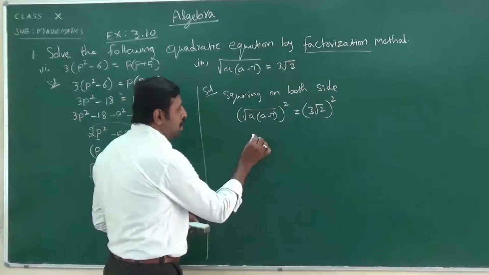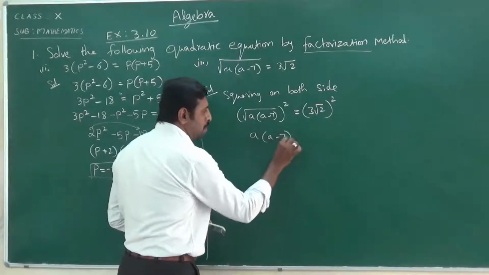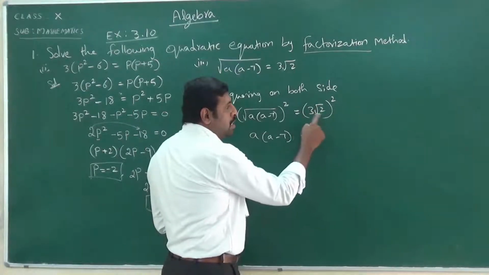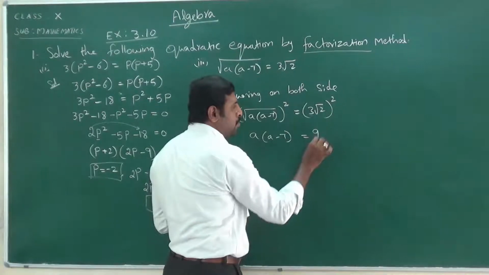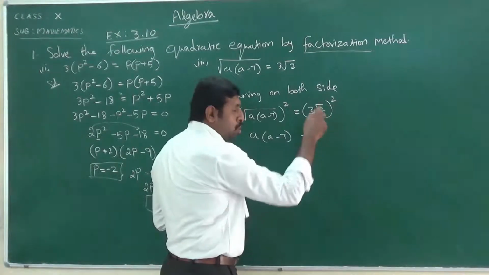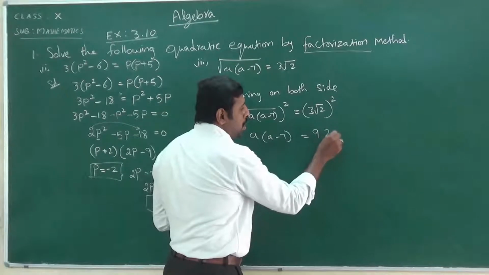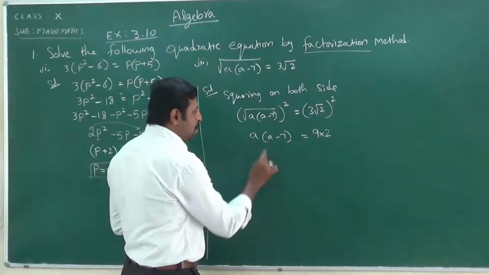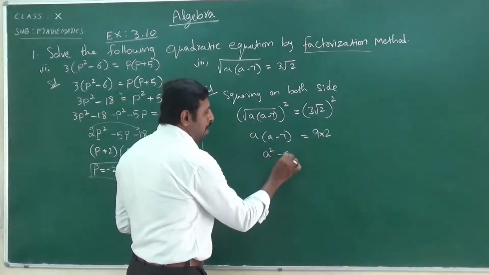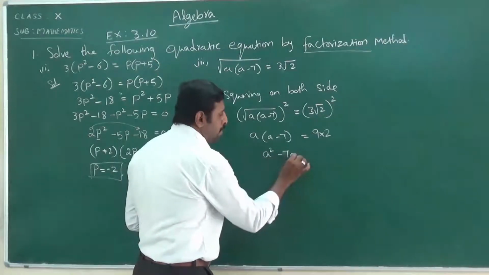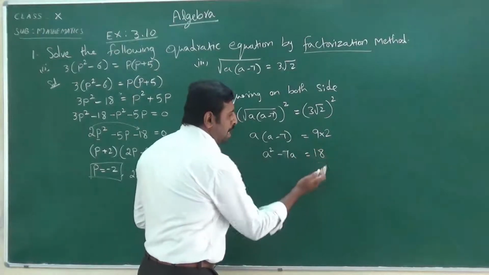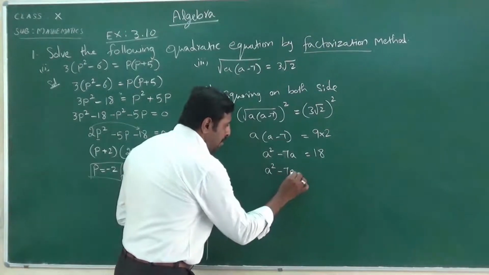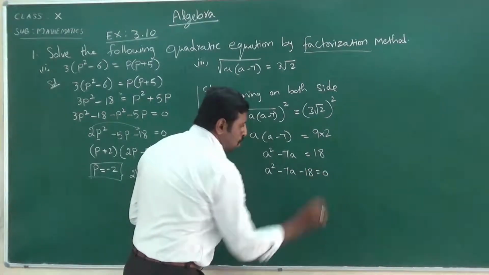So we get the value as a(a - 7) is equal to, if you square this term, see, each and every term should be squared. 3 squared is 9, and then (√2)², we get only 2. Root and square will be cancelled. So 9 2s are 18. Now multiply this term: a² - 7a is equal to 18. I take this 18 to the LHS side. So a² - 7a - 18 is equal to 0.